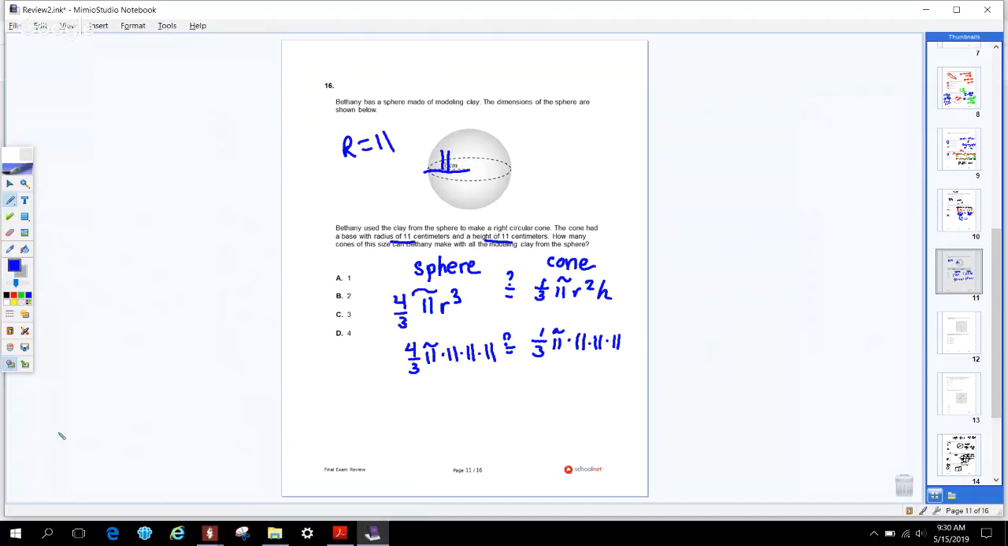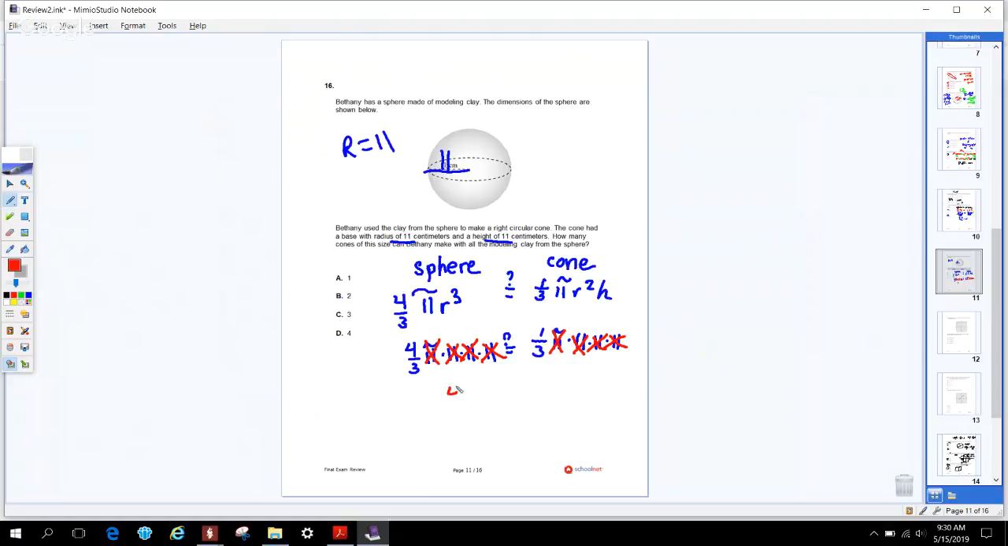So we want to know how many more of one is there than the other. I would do this by canceling. Here's a pi on this side, here's a pi on this side. Here's an 11 on this side, here's an 11 on this side, here's an 11 on this side. Here's 11s here and here.